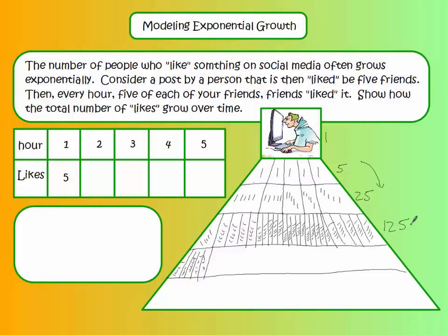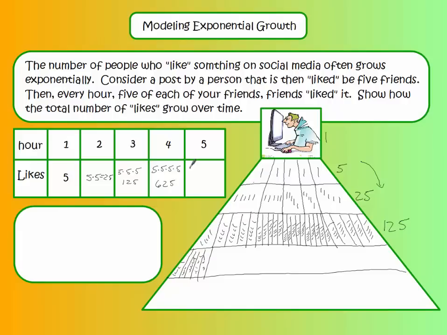All right? So after 1 hour, 5 people liked it, and after 2 hours, we had 5 times 5 people liked it, which is 25. Okay, and after 3 hours, we had 5 times 5 times 5 people like it, which was 125. After 4 hours, if we continued this pattern, it would be 5 times 5 times 5 times 5 people like it. And that's going to be 625 people.